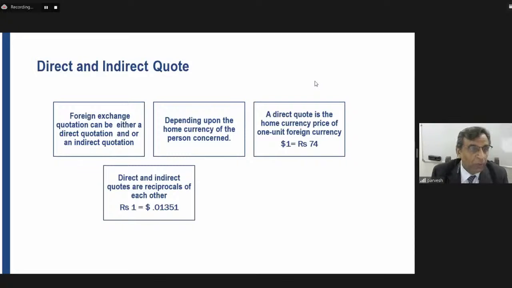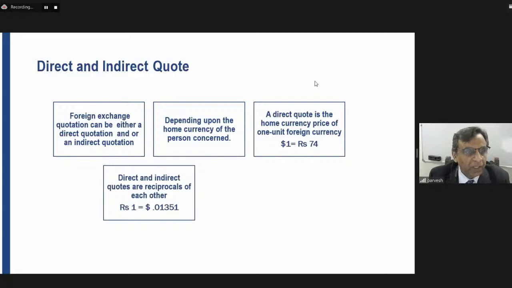Now you can see that direct and indirect quotes are reciprocals of each other, which means if we divide 1 by 74, we get this quote. Now look at the right hand side, what do you get? Dollars. So that means this is actually a direct quote in America, but for India it's an indirect quote. So 1 rupee is equal to so many dollars is an indirect quote for Indian people, but it is a direct quote in America.